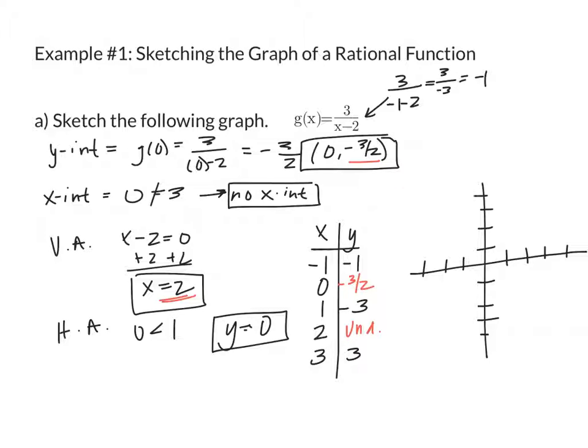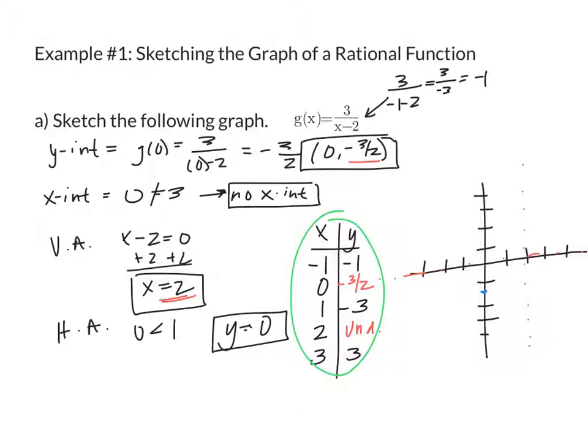All right, first I'm going to plot my y-intercept as 0, negative 3/2, which is 0, comma, negative 1.5. So it's negative 1.5. The x-intercept, there is no x-intercept. The vertical asymptote is at 2. So that's just a vertical line at 2. The horizontal asymptote is 0, so that is the x-axis. And so whatever our graph shape has to be, it has to be along the lines of or bounded by this cross action.